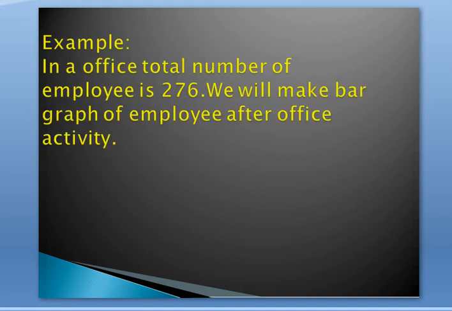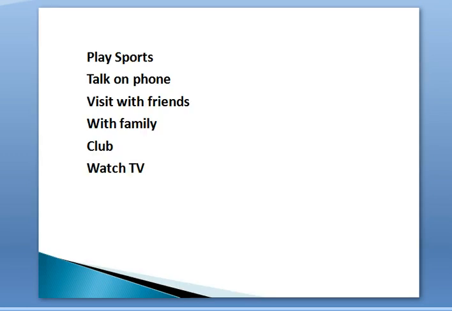Let's take an example. In an office, the total number of employees is 276. We will make a bar graph of employees after office activity, meaning what employees do after office timing. So I have taken some activities which are possible to do after office: play sports, talk on phone, visit with friends, spend time with family, go to club, watch TV.